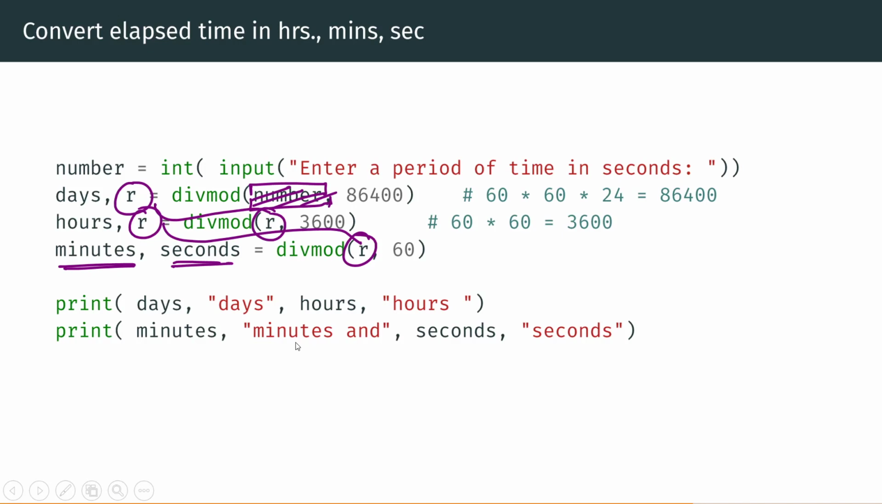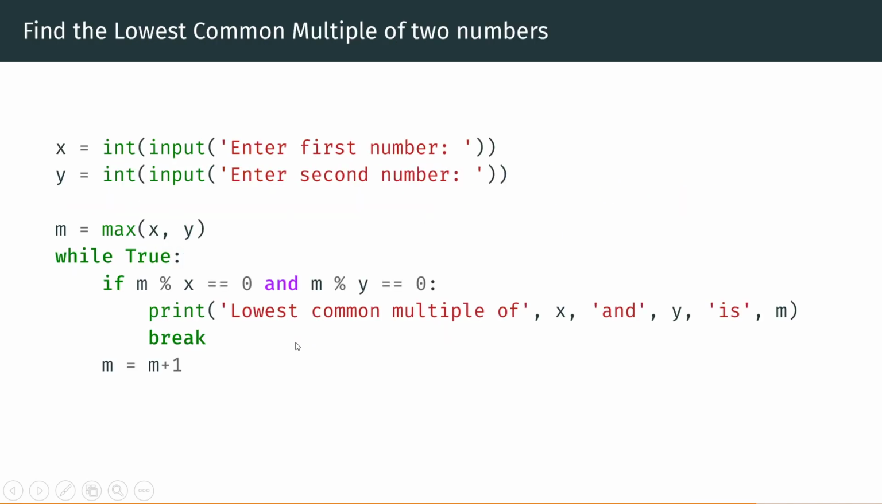Okay. The next problem is finding the lowest common multiple of two numbers. Given two numbers, let's say the numbers are 2 and 5, although it's a simple one. What is the smallest number that is divisible by both 2 and 5? The number is 10. You cannot find a number that is smaller than 10 and divisible by both 2 and 5.